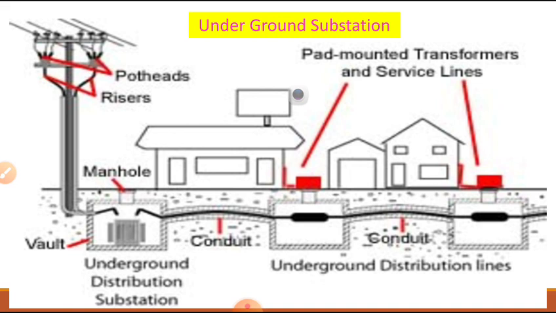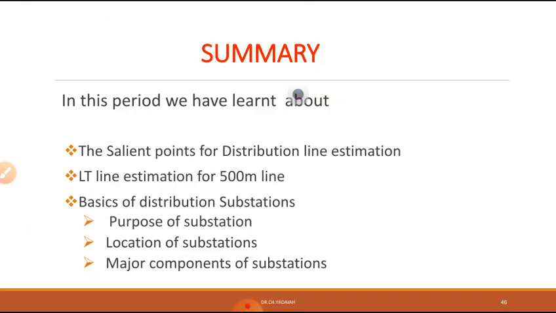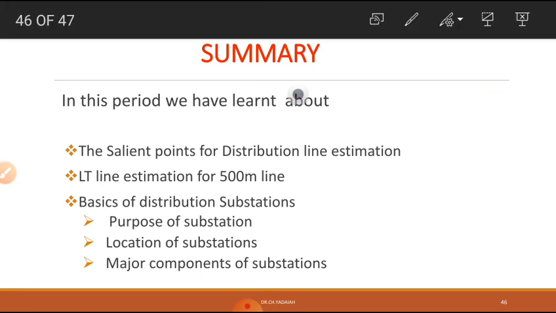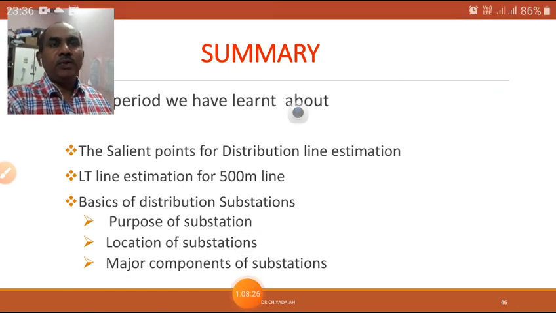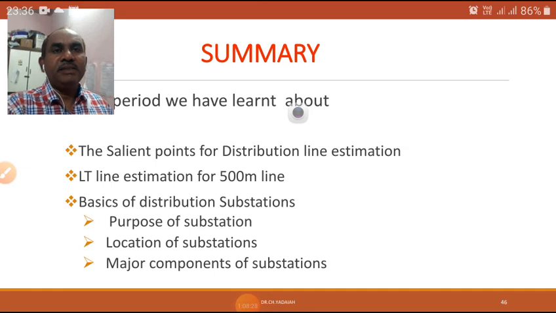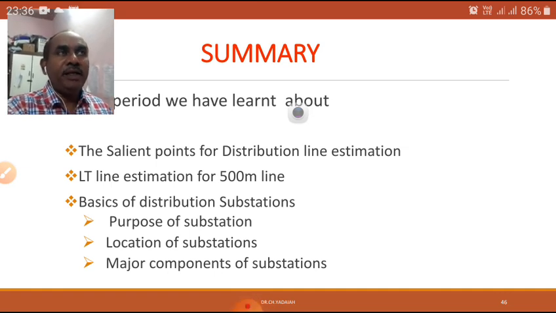Now, these are the substations we have seen based on different factors. We classified the substations based on location, purpose and applications. I think you have some idea regarding this. Now let us see the summary. In this class we have seen the salient points for distribution line estimation.